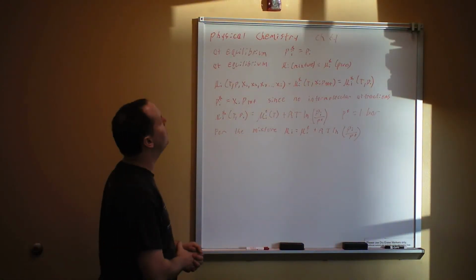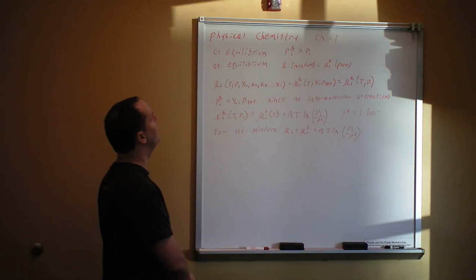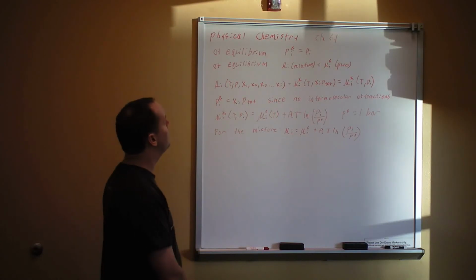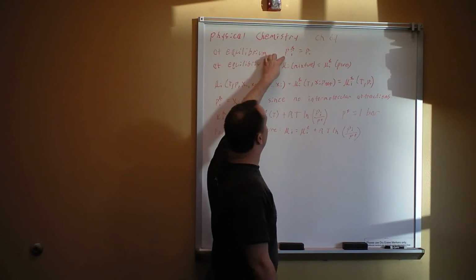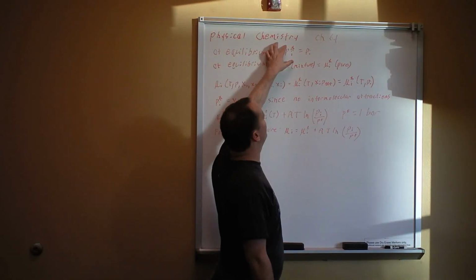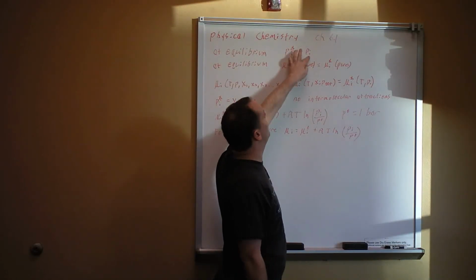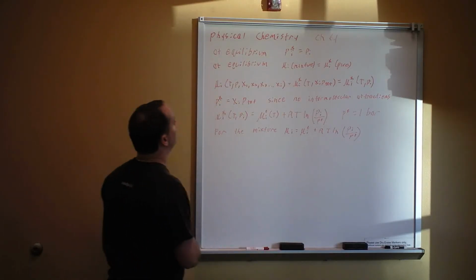Physical chemistry, chapter 6, we're finishing up section 1 now. So remember that diagram on the previous slide. At equilibrium, we know that the pressure of substance I star, that's the pure substance, is equal to the partial pressure of substance I in the mixture.